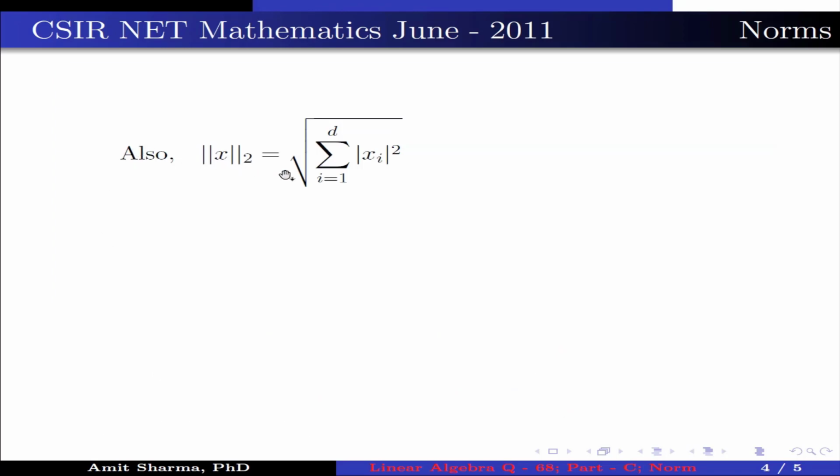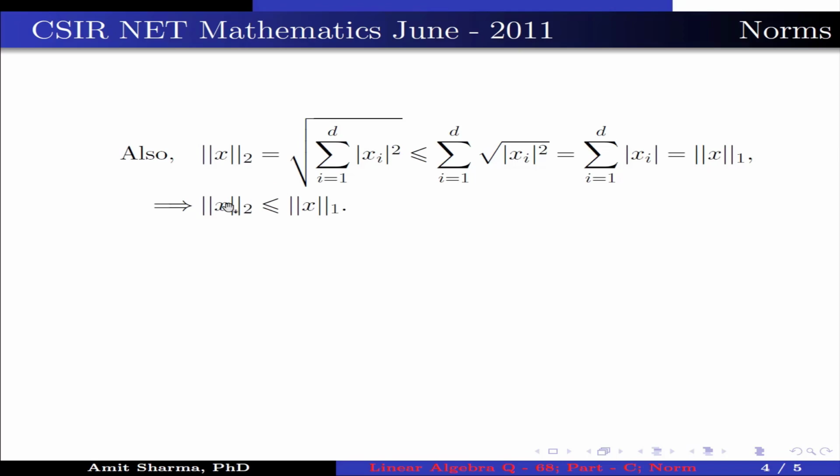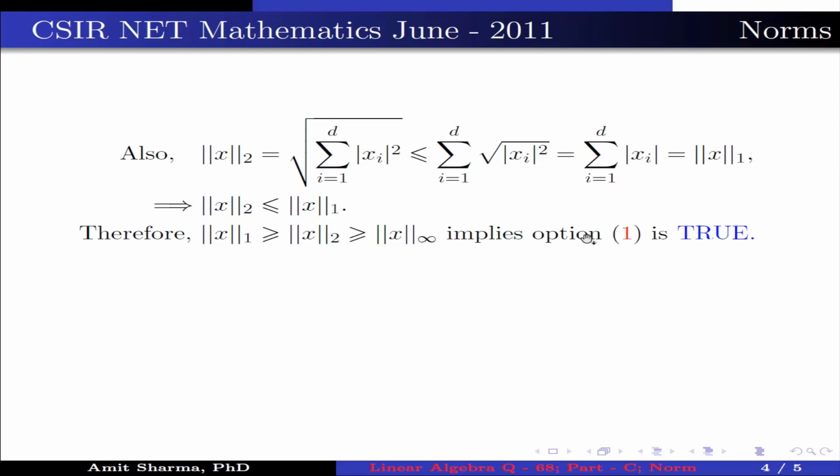Also, 2-norm x is equal to square root of summation i varies from 1 to d of |xi| square, which is less than or equal to summation i varies from 1 to d of square root of |xi| square, which is equal to summation of |xi|, which is equal to 1-norm x. This implies 2-norm x is less than or equal to 1-norm x. Therefore, 1-norm x is greater than or equal to 2-norm x, which is greater than or equal to infinity norm x. This implies option 1 is true.